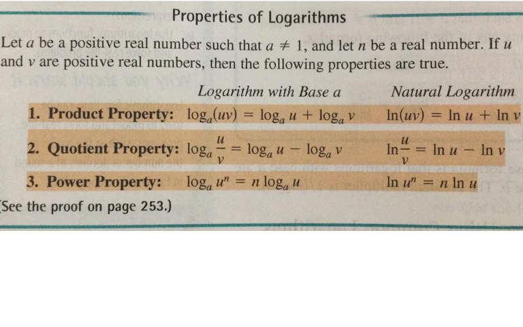In the argument, I have two things being multiplied. I can rewrite that as addition over the two things being multiplied. So the product property means if I'm multiplying in the argument, I can rewrite it as addition.